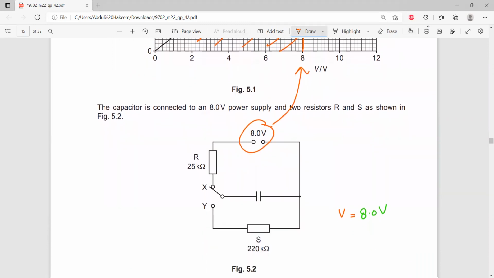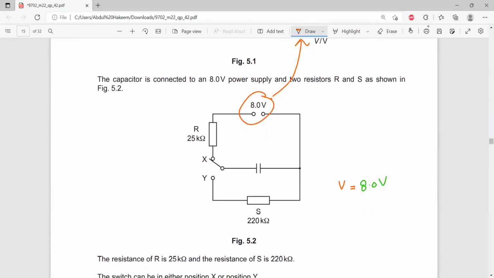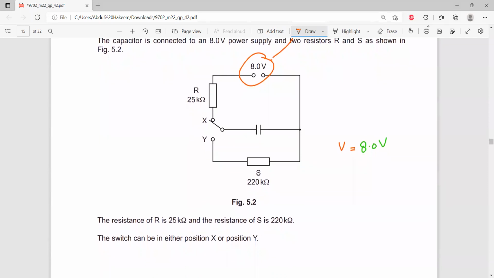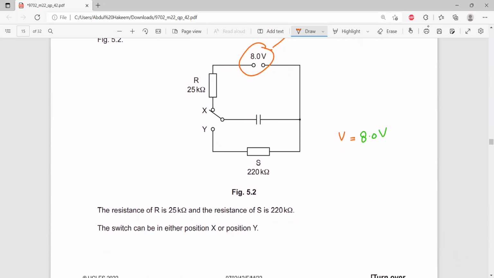Next, it is connected with a resistor of 25 kilo ohm, X and Y are 2 terminals, then the capacitor, and then 220 kilo ohm, another resistor. So 2 resistors are connected. Look at the diagram: the resistance of R is 25 kilo ohm and the resistance of S is 220 kilo ohm. The switch can be in either position X or position Y. When the switch is connected to X, there will be charging of the capacitor. But when it is shifted to Y, there will be discharging of the capacitor across the resistor S.